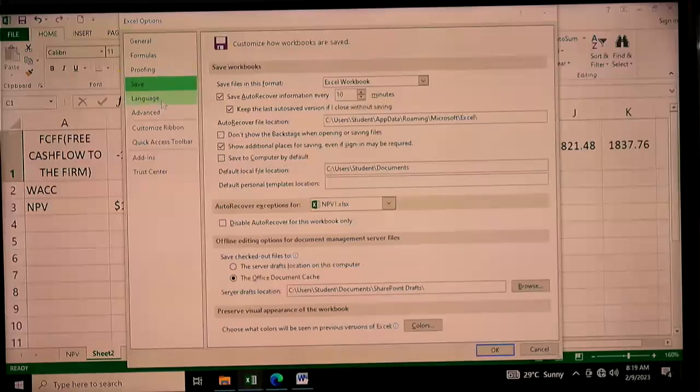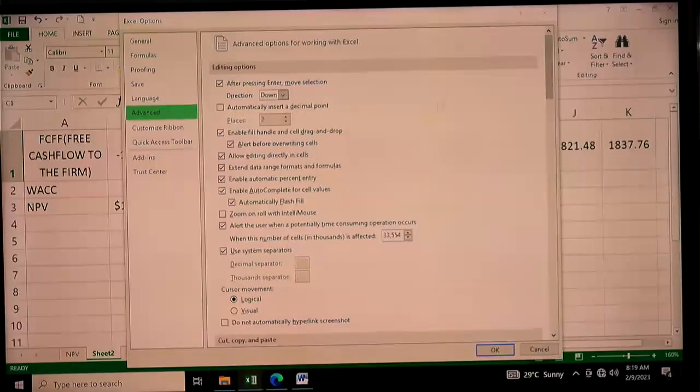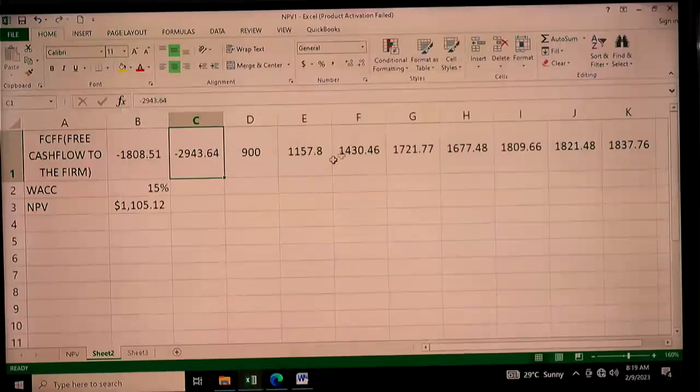It's supposed to be under advanced tools. Come and check that. It's supposed to be activated somewhere. So just type the data. Type the data very first.